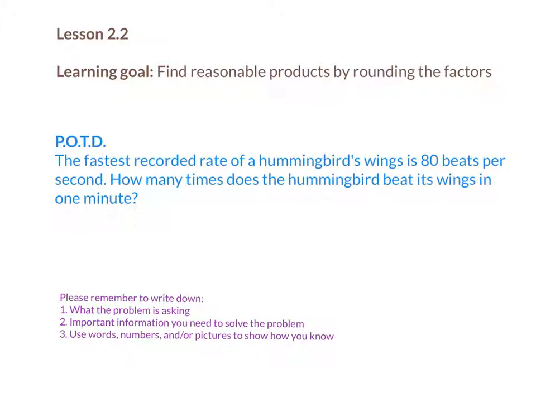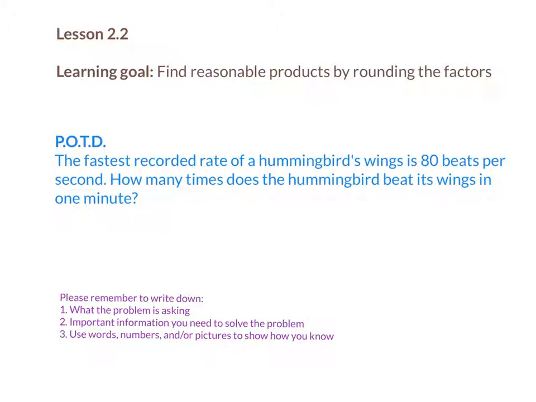Okay, today we're doing lesson 2.2, that's module 2, lesson 2. And today's learning goal is for you to be able to find reasonable products. So you're not going to find the exact product, but you're going to find a product that's in the right zone or about the right size by first rounding the factors.